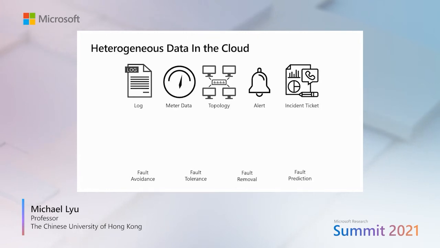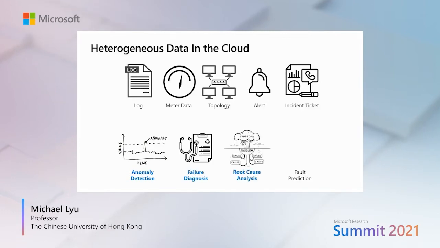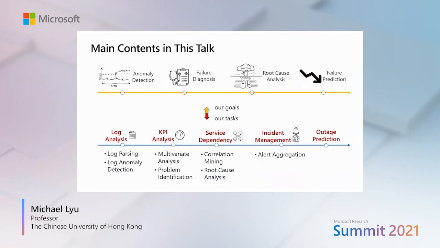For cloud resilience, the 4 tasks are roughly anomaly detection, failure diagnosis, root cause analysis, and failure prediction. In a nutshell, the data-driven paradigm for cloud resilience and cloud reliability can employ 5 kinds of data to solve 4 new SRE tasks automatically. As a result, this slide highlights the overall picture of my talk over various technical contents, including log analysis, KPI analysis, service dependency, incident management, and outage prediction.